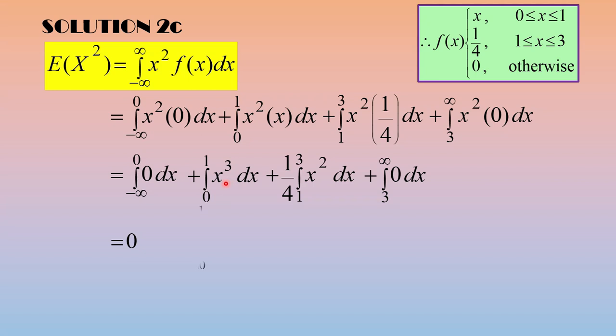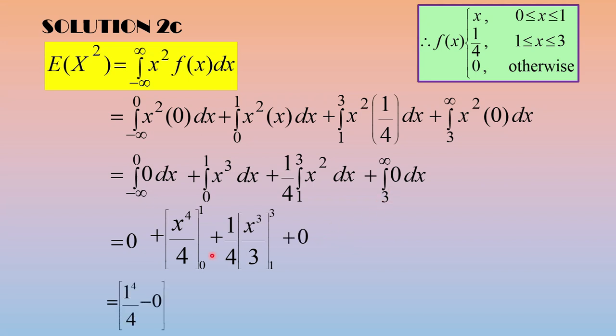Simplify to integrate x squared. We have x to the power of 4 over 4 from 0 to 1, plus integrate x squared, we have x cubed over 3 with the constant 1 over 4 in front, from 1 to 3, plus 0. Substitute the value of 1 minus 0. Then you substitute the value of 3 minus 1 inside the function. And you have the expected value for X squared is 29 over 12. Okay?